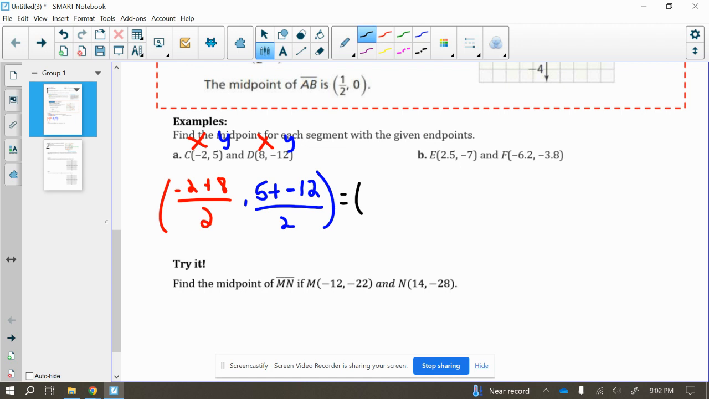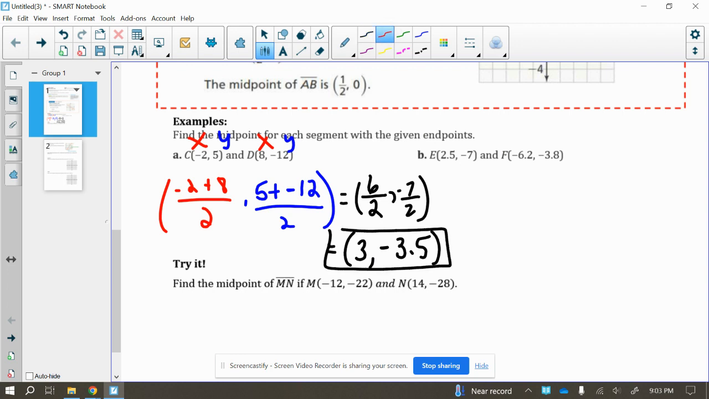So we end up with -2 plus 8, which is 6. Divide that by 2. 5 plus -12 is -7. Divide that by 2. So our final answer is 3, -3.5.